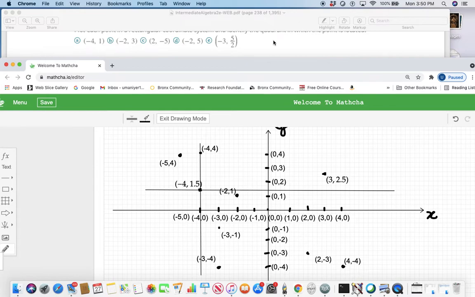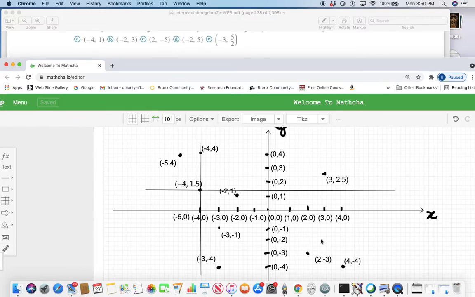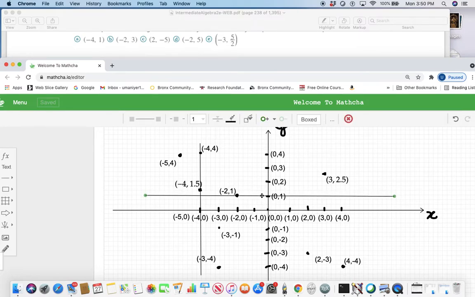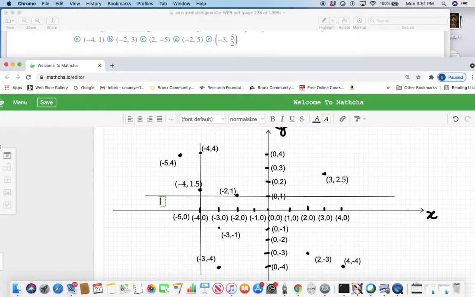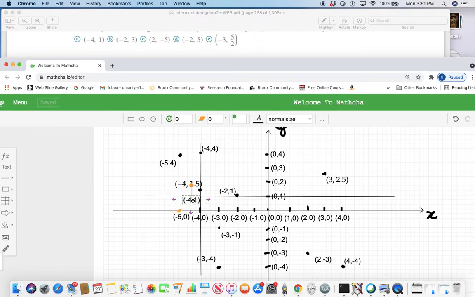Let's plot a few more points. Negative 4, 1. Okay. X-axis negative 4. Aha. Y-axis 1. So on the y-axis, you should be at 1. So take your horizontal line, place it at 1. Negative 4 on the x coordinate, 1 on the y coordinate. So that point is negative 4, 1. This point.